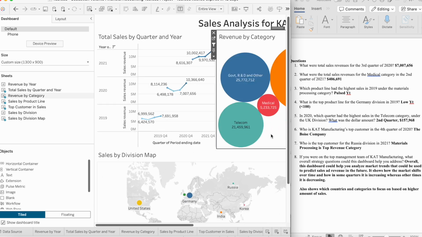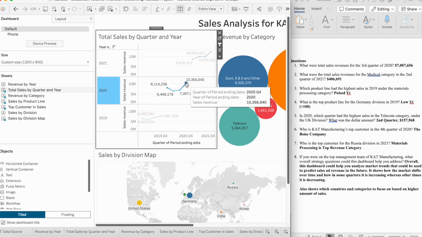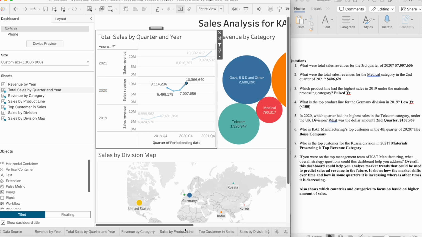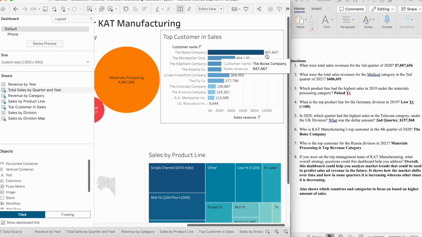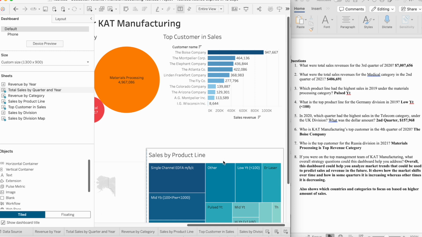For who is Cat Manufacturing's top customer in the fourth quarter of 2020, I would click on 2020 and fourth quarter, to show that their top customer over here is the Voice Company, as they have a sales revenue of $947,667, which is far more than any of the other customers.